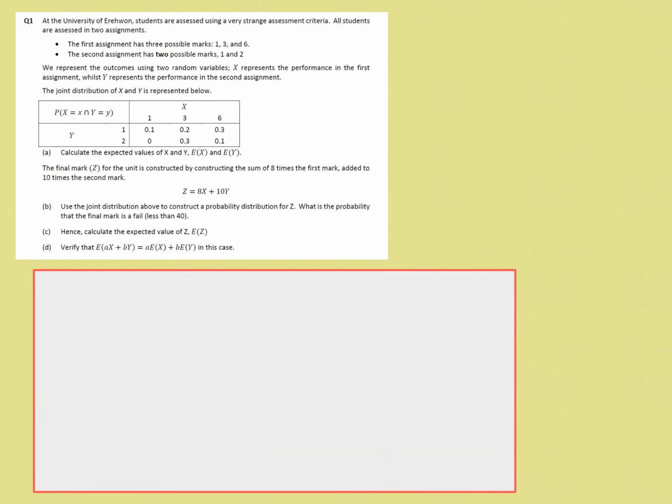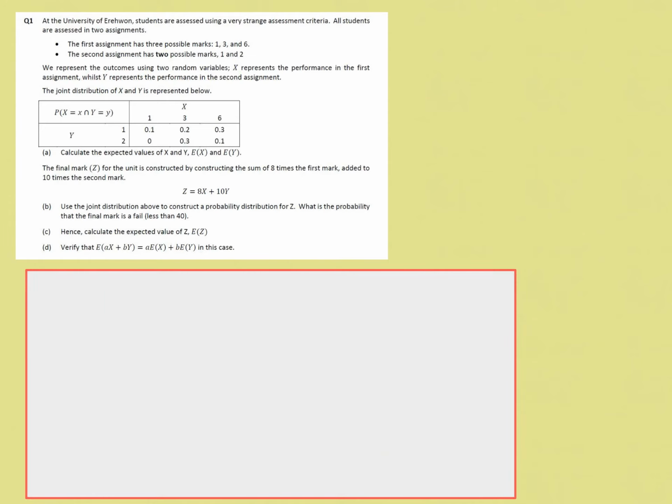Now, in order to do this, we need to find all of the possible outcomes of z. We're going to need to combine all of the values of x with all of the values of y. So we've got 3 values of x, 2 values of y, so we're going to have 6 possible combinations. So let's take those 6 possible combinations. We have the values of x, the values of y, and the corresponding values of z.